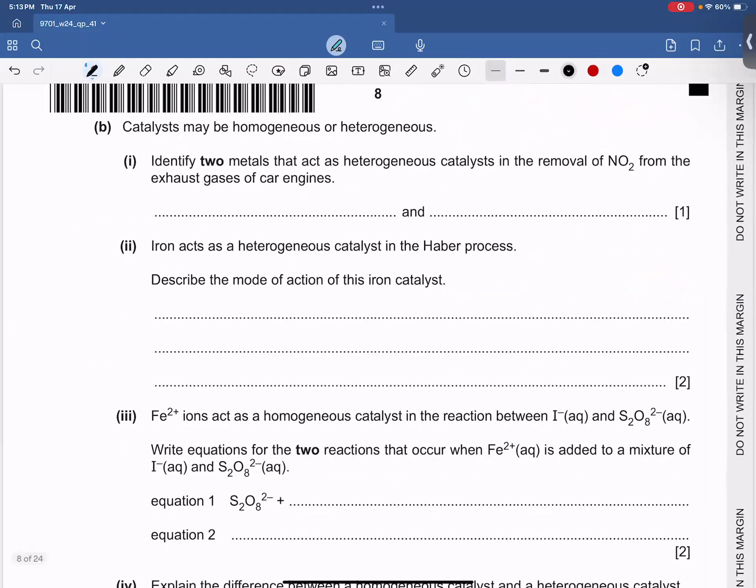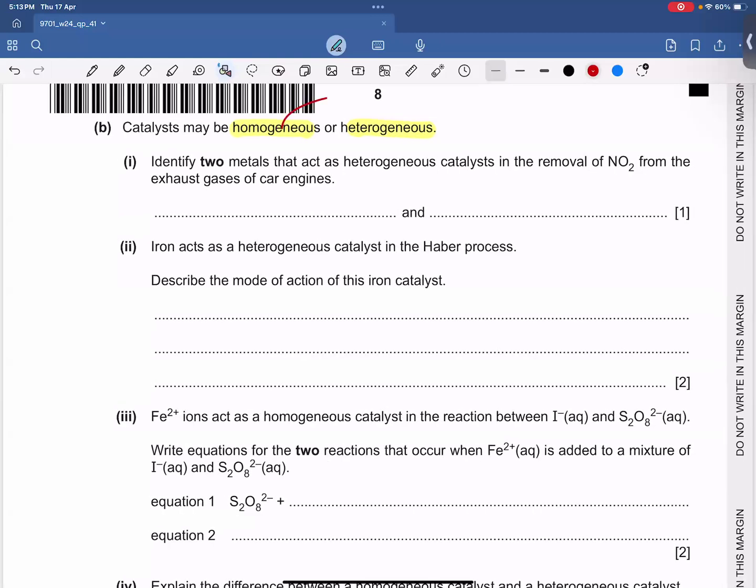Okay, catalyst may be homogeneous or heterogeneous. So if the catalyst exists in the same physical state, then it becomes a homogeneous catalyst. If the catalyst exists in a different physical state, then it becomes a heterogeneous catalyst.